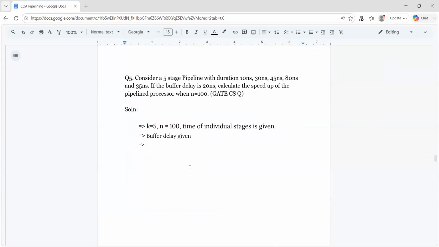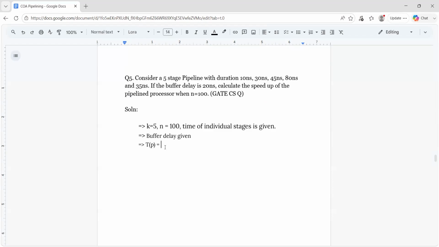Moving on to this sum. Consider a 5 stage pipeline, and if the buffer delay is 20 nanoseconds, calculate the speed up of the pipeline processor, then n is equal to 100. So this sum is also similar to the previous sum. So I'll just solve it quickly. But here the overall buffer delay is given, so we need to solve it accordingly.